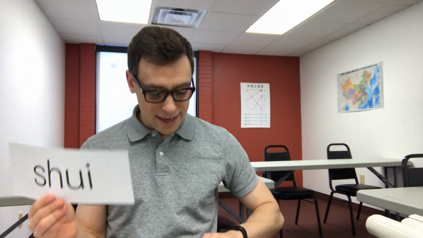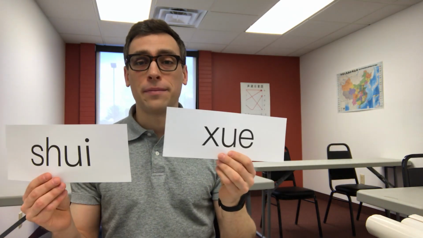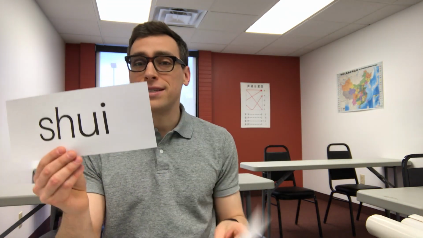Today, we're going to focus on another word or syllable pairing that is easily confused with one another. Last time, we did the difference between O and wo. Today, we'll be focusing on the difference between shui and xue. Really, it's the difference between UI and this UE sound.